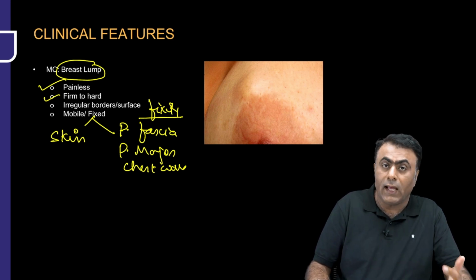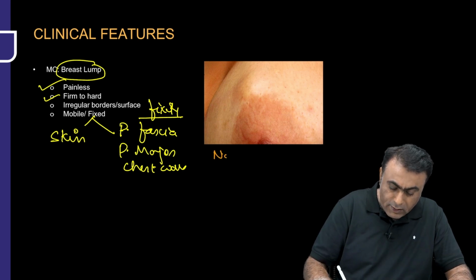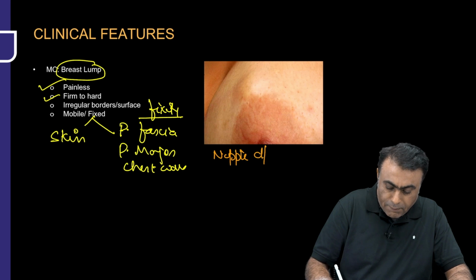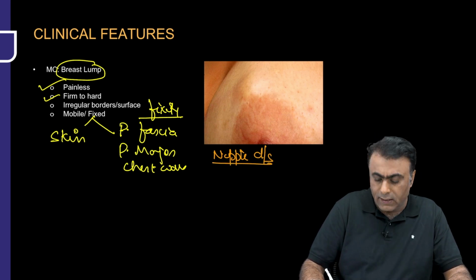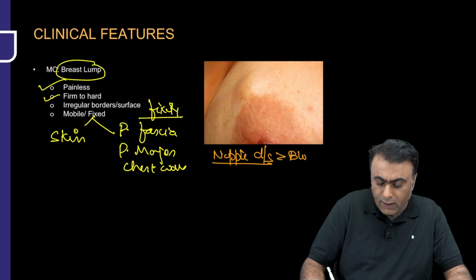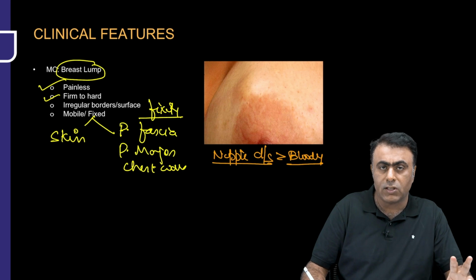Apart from this, what else can the patients present with? The patients can present with nipple discharge. Any type of nipple discharge can occur in breast cancer, but definitely more commonly, which we have read earlier also in the benign conditions, it is bloody. In breast carcinoma, the nipple discharge more commonly is a bloody nipple discharge.